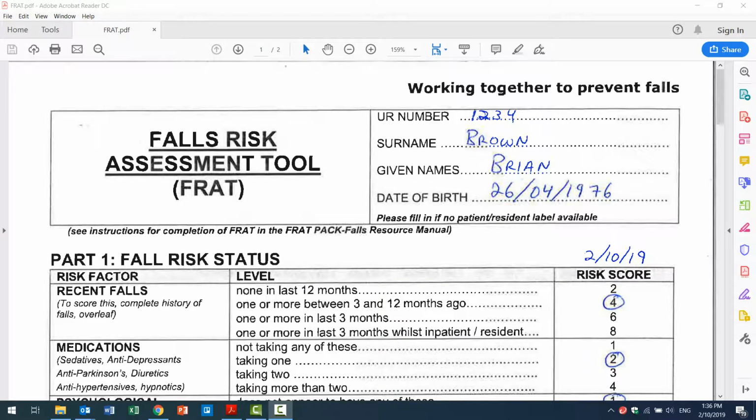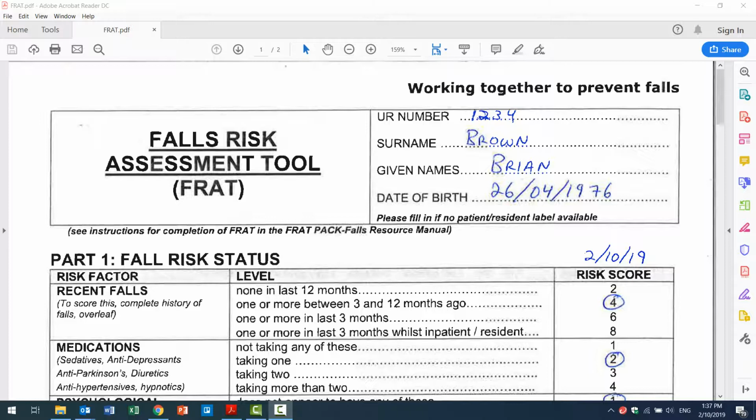Okay, so we're going to be going over the Falls Risk Assessment Tool, or FRAT. Although these documents may look a little different from facility to facility, it is a national standard that every facility must incorporate certain content within their Falls Risk Assessment tools. Therefore, generally the content is the same, even though it may appear in a different format.